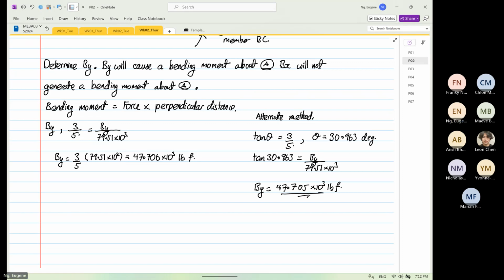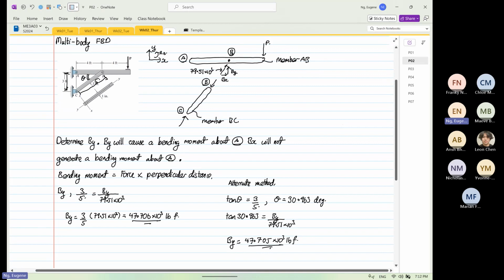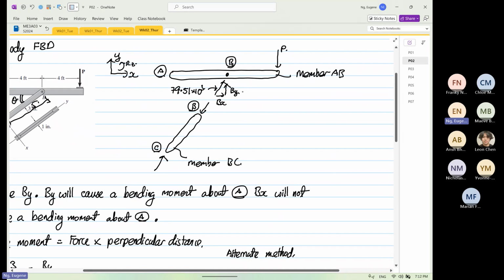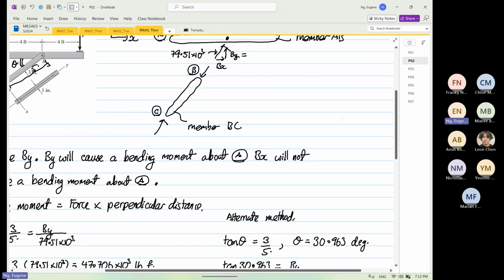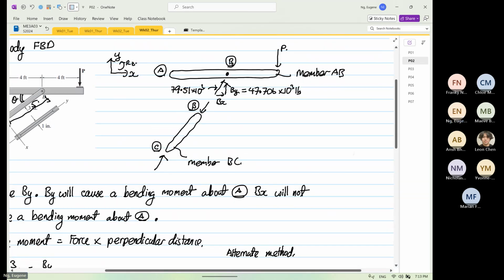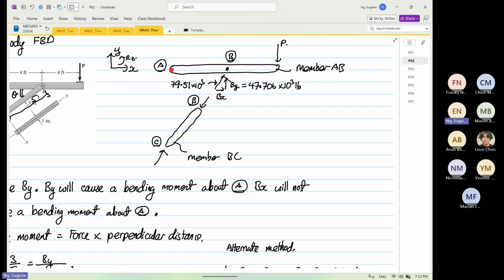Okay, so the answer is the same. You decide what you want to use. Both answers will be the same, right? So we have determined By is equal to 47.706 times 10 to the power 3 pounds. So we're going to take moment about point A, and then from there we can find P.